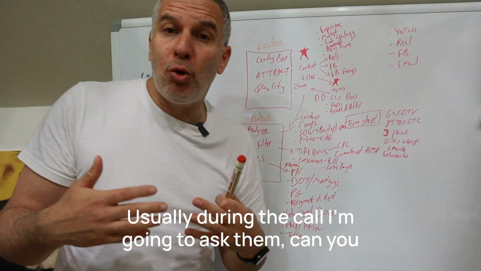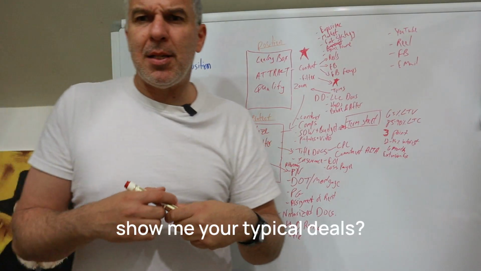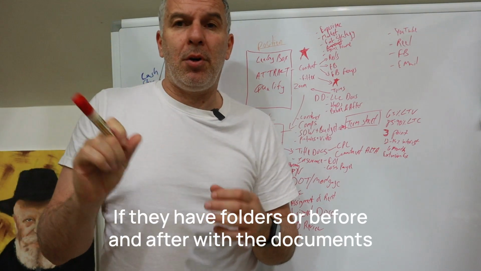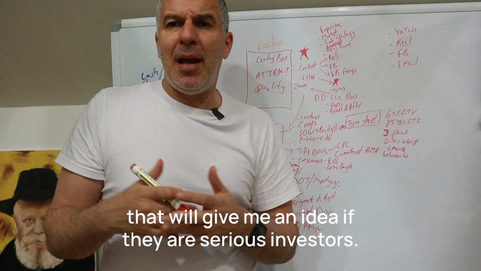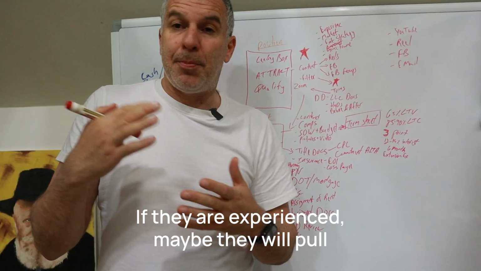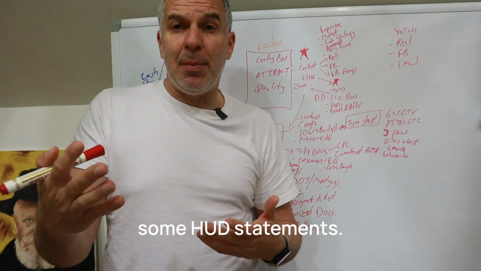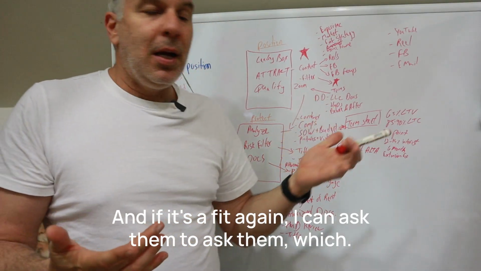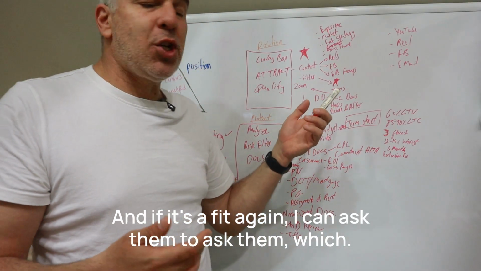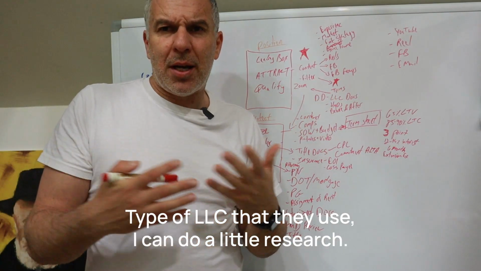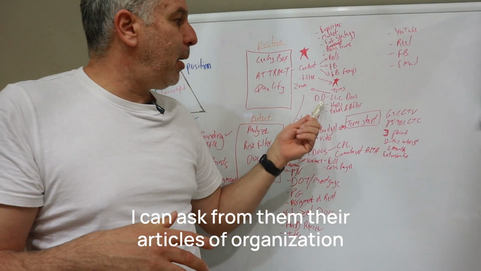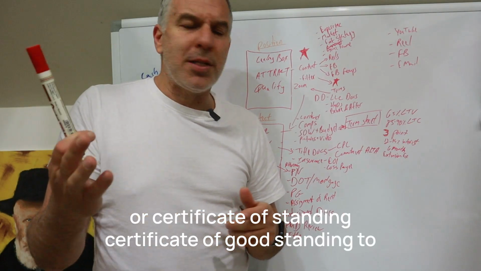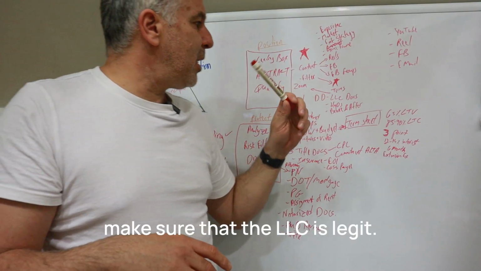Usually during the call, I'm going to ask them, can you show me your typical deals? And I want to see if they are organized, if they have folders or before and after with the documents. That will give me an idea if they are serious investors, if they are experienced. Maybe they will pull some HUD statements. So I want to make sure that I see that during the Zoom call. And if it's a fit, again, I can ask them which type of LLC they use, so I can do a little research. I can ask them for their articles of organization or certificate of good standing, to make sure that the LLC is legit.